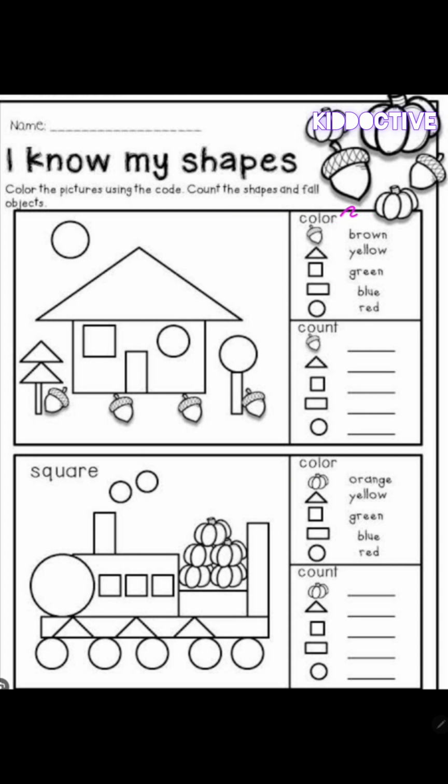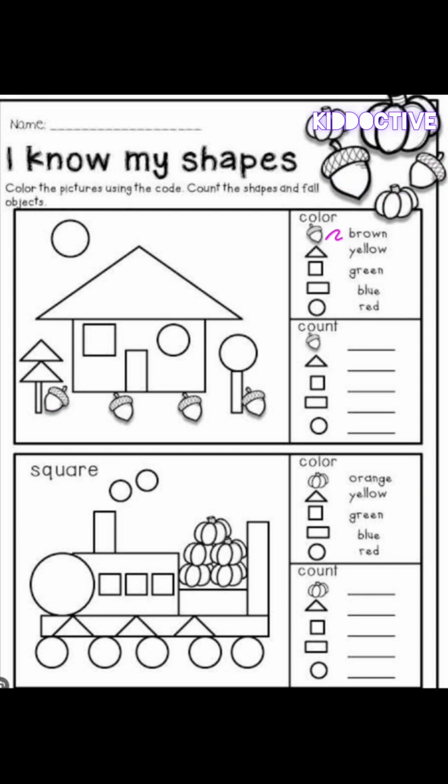I know my shapes. Color the pictures using the code. Count the shapes and fall objects. So there are fall objects like acorn and pumpkin. So color, then count. Now count the acorns. How many acorns are there? 1, 2, 3, 4. Very good.